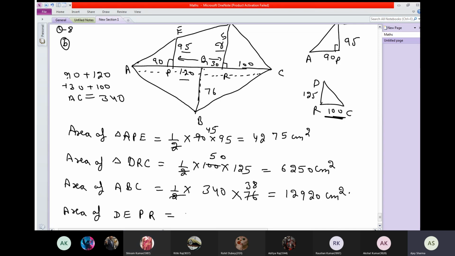And what is the formula for the area of a trapezium? 1 by 2 multiplied by the height, multiplied by the sum of the parallel sides. Height is the distance between the parallel sides. One side is 95 and another side is 125.